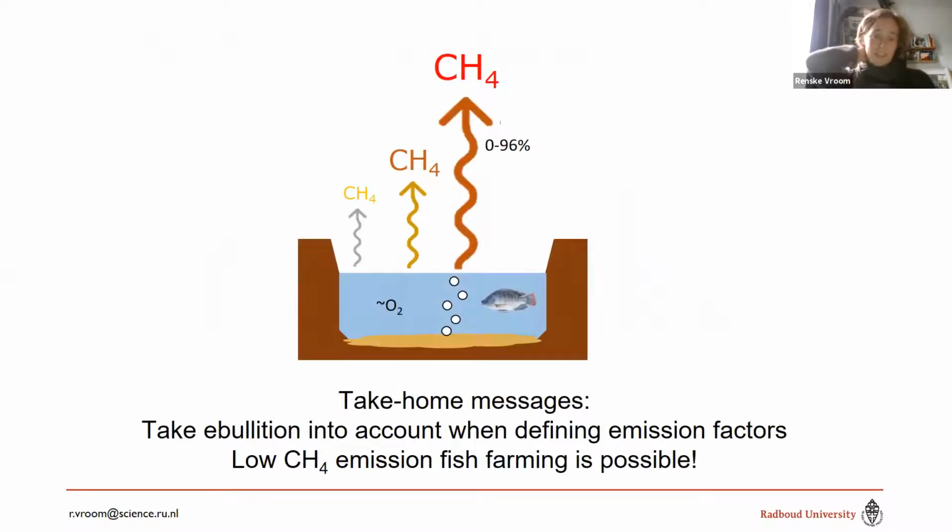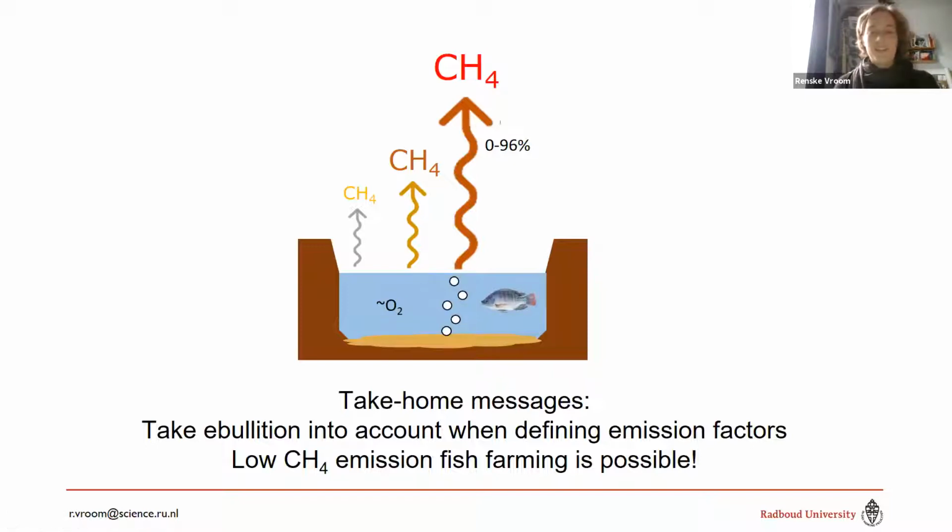So to summarize our studies, the diffusive fluxes of methane in these fish ponds were rather low. They were higher in the middle of the pond than at the edges of the pond because there was more sediment accumulation in the middles of the ponds. And these diffusive fluxes were probably rather low because the water columns were usually well oxygenated. But the ebullitive fluxes could be very substantial and have a huge contribution to the total fluxes.